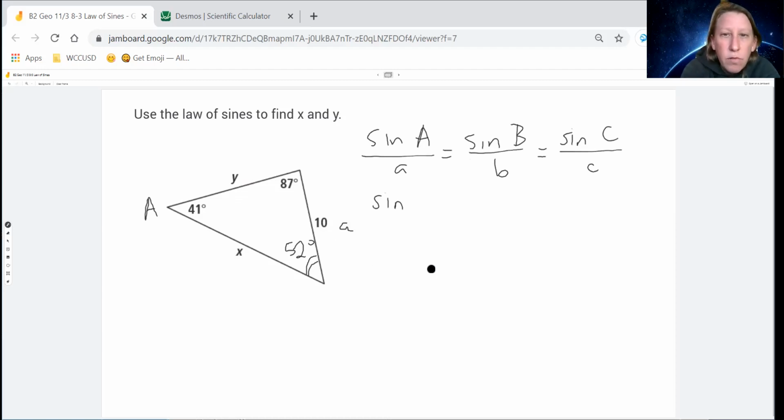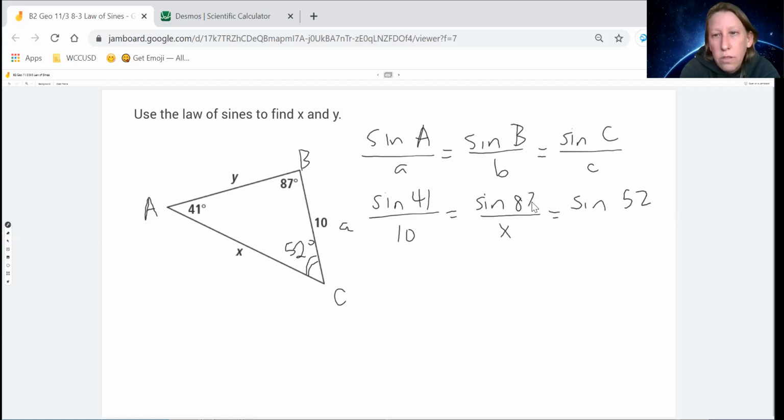So I have the sine of a 41-degree angle goes with 10. Okay, and then I have the sine of, let's do B next. Oh, I wanted to make this 87. 87-degree angle goes with X. And I have the sine of a 52-degree angle goes with Y.